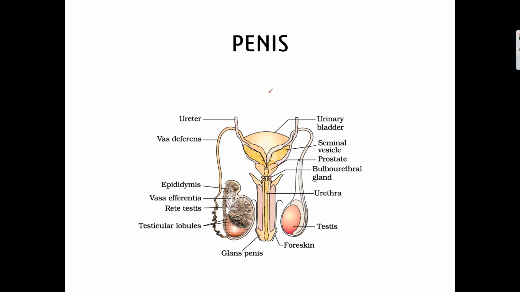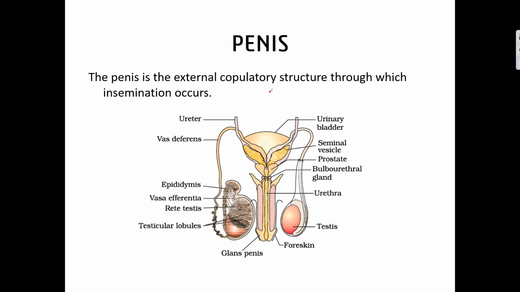So now let us talk about the penis. The penis is a copulatory structure through which insemination occurs. What is insemination? That is the ejection of the sperms, called insemination. Where are you going to eject the sperms? Into the female reproductive structure.